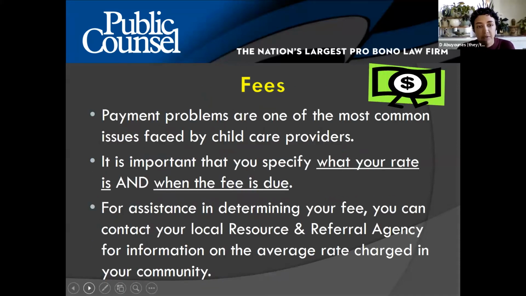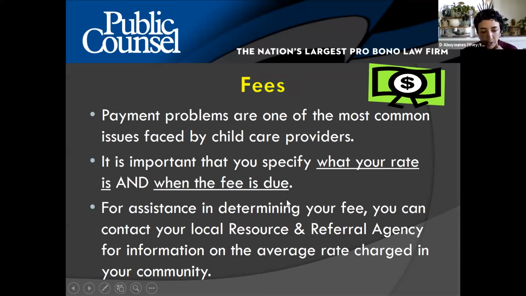So that brings us to fees. Under this section, you'll want to lay out very clearly all the fees, because payment problems are one of the most common issues faced by childcare providers. So it's important that you specify what your rate is and when the fee is due. And for assistance in determining your fee, you can contact your local resource and referral agency and see what average rates are charged.